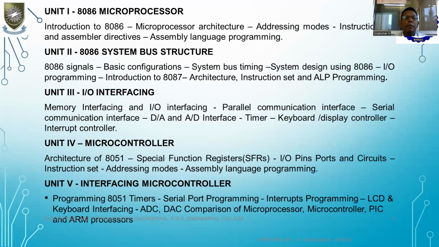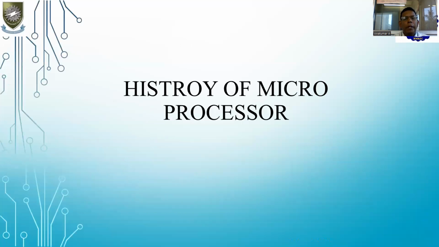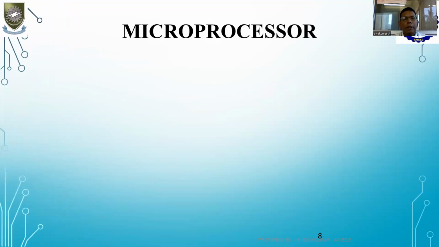This is the syllabus. The first unit discusses the 8086 microprocessor, and the second unit discusses system bus architecture and multi-processing, multi-programming. The third unit is I/O interfacing. The fourth unit is the 8051 microcontroller. The fifth unit is interfacing of microcontrollers. Before starting the syllabus, we will discuss the history of microprocessors.